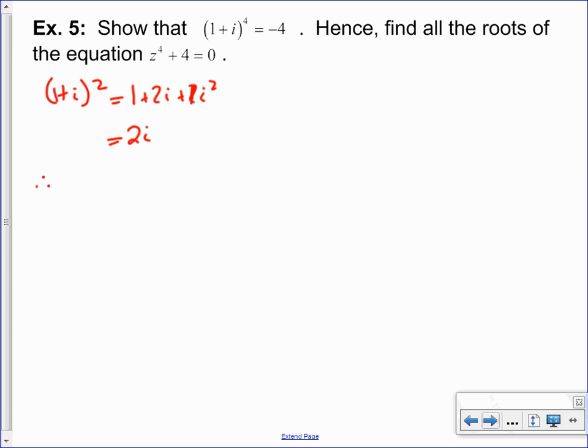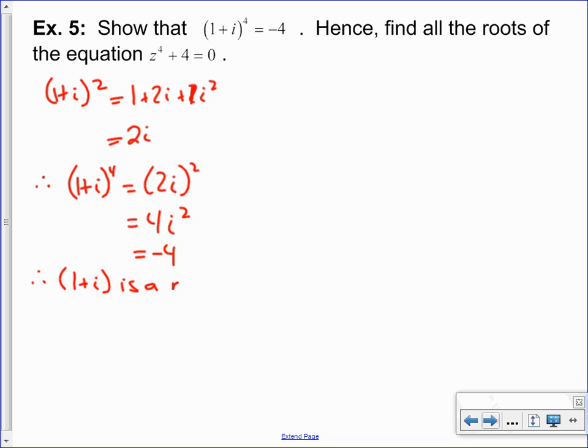Therefore, 1 plus I to the 4th would just be 2I squared. And that would be 4I squared, so negative 4. Because it equals negative 4, and remember we're pretending this is Z, that means 1 plus I is a root of Z to the 4th plus 4 equals 0. So this is 1. How many roots are we supposed to have? 4! We have to find 3 more.